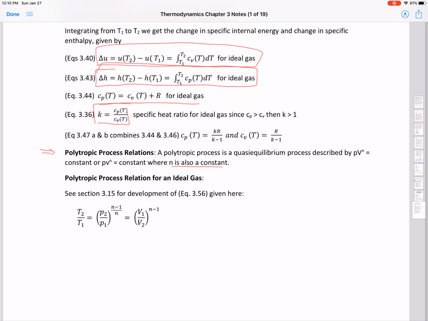But for an ideal gas, and you can see section 3.15 for the development of this, this is equation 3.56. Going from 1 to 2, the temperature at the second divided by the temperature at the first equals the ratio of the pressure at the second divided by the pressure at the first, raised to the power of n minus 1 over n, and that equals the volume at 1 divided by the volume at 2 raised to a power of n minus 1. And we can use this to help us solve problems.